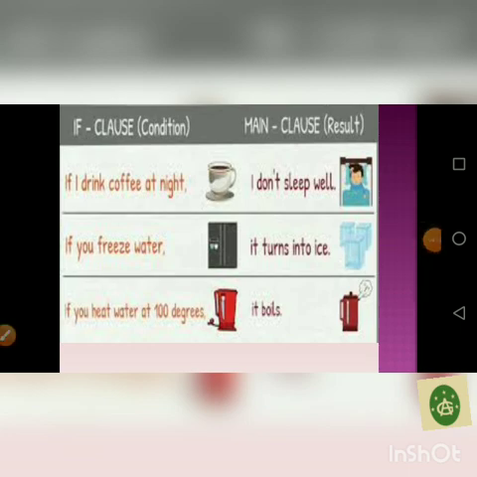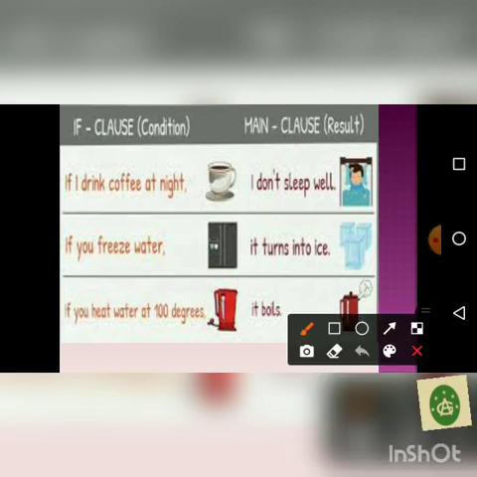This slide we have already seen, that half of the part has the if clause and half of the part has the main clause. But because this is type 0, you are going to see that the tense is simple present: if I drink coffee at night, I don't sleep well. I drink coffee is simple present. I don't sleep is also simple present.